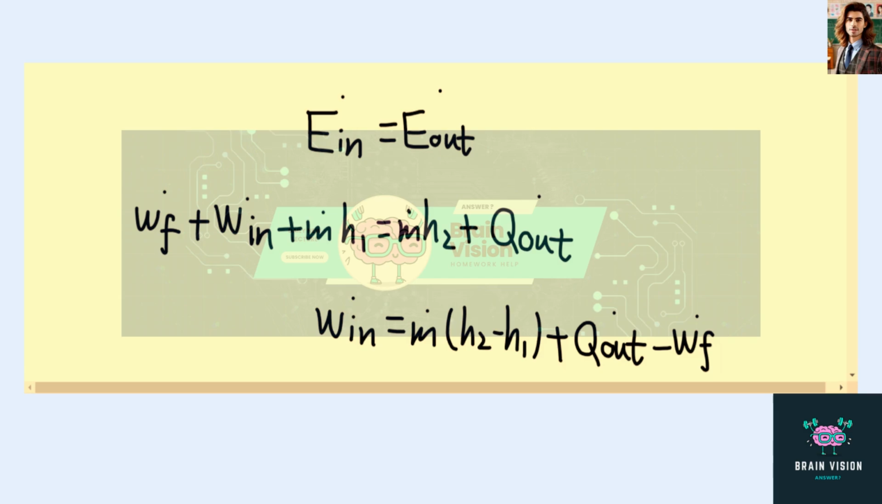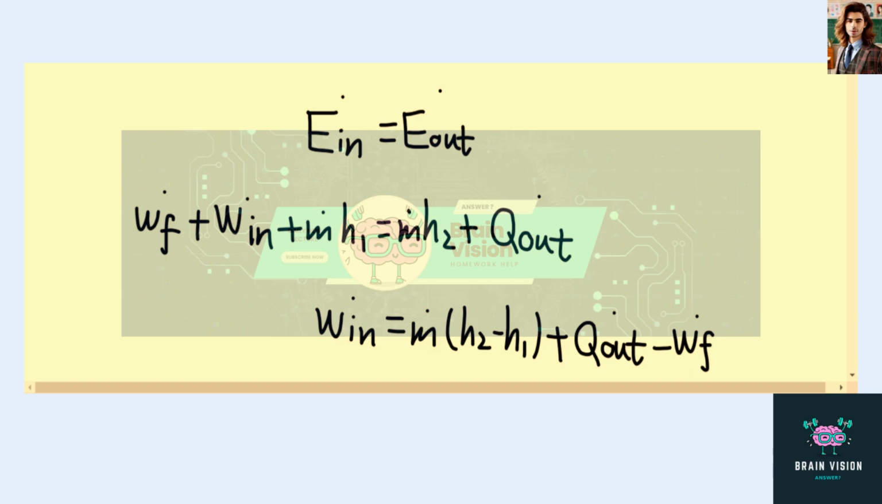Okay, so we can apply the energy balance equation in this question. We know E dot in is equal to E dot out. If we expand it, we have W dot F plus W dot in, and then plus M dot H1 is equal to M dot H2 plus Q dot out. W dot F here is the power input from the fan, and W dot in here is the power rating of the electric resistance heating elements we are looking to determine.